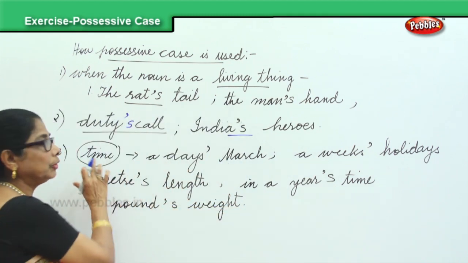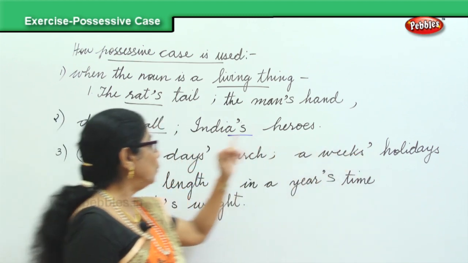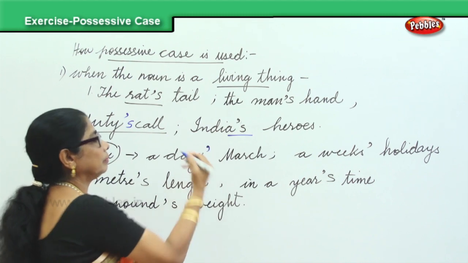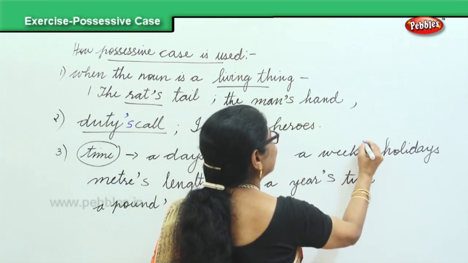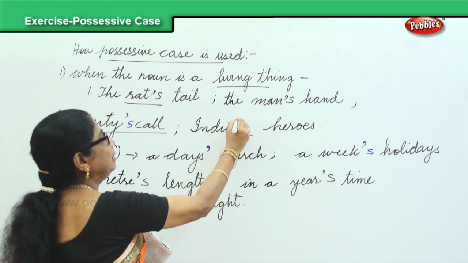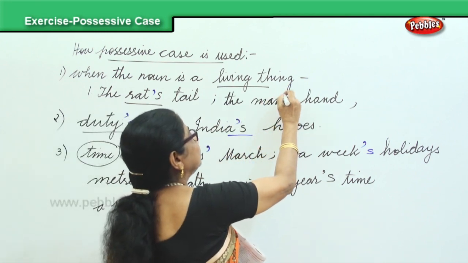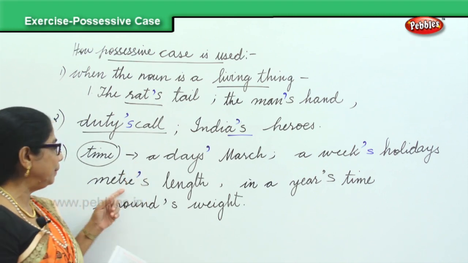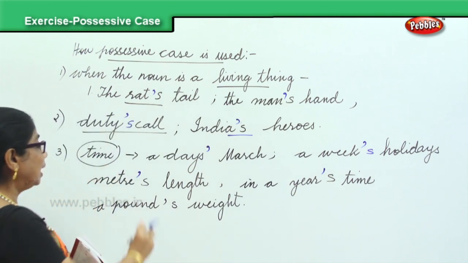In the third form, we are talking about time, a day's march, a week's holiday. When you say a day's, you write the day, and after the day, you put the apostrophe. When you talk about a week's holiday, you write the week, then the apostrophe, and then S. Then you say India's, rat's, man's. Now, when you talk about time, meter's length. In a year's time. Then we have a pound's weight.